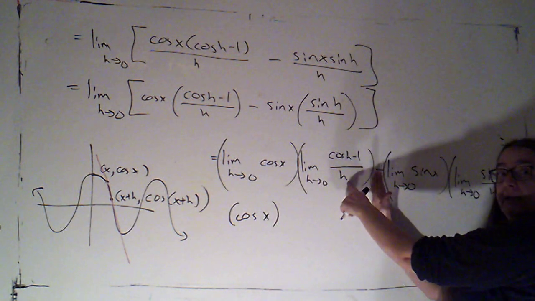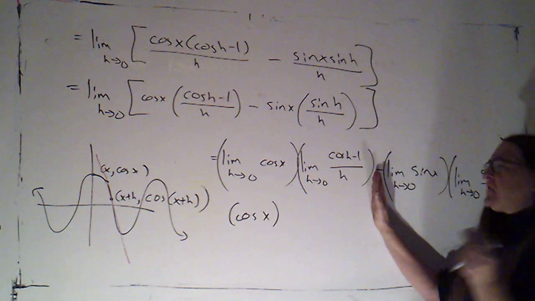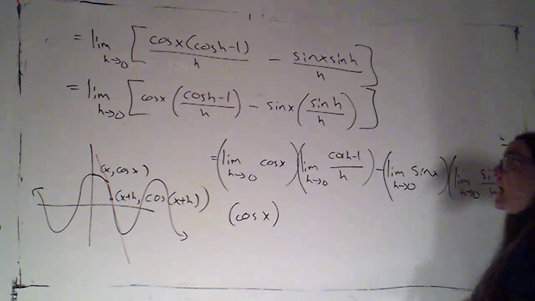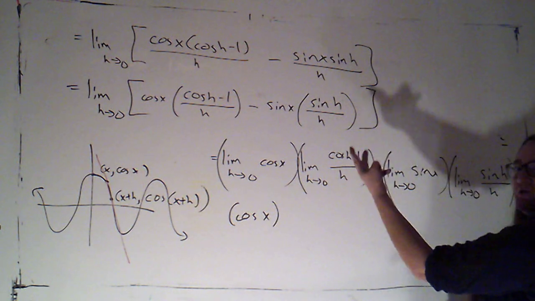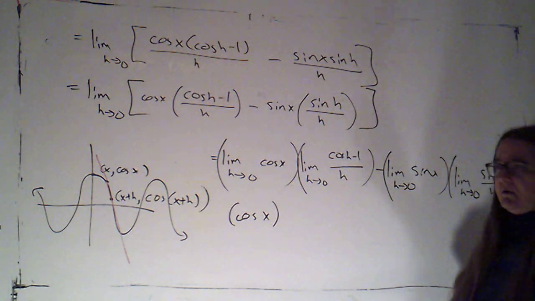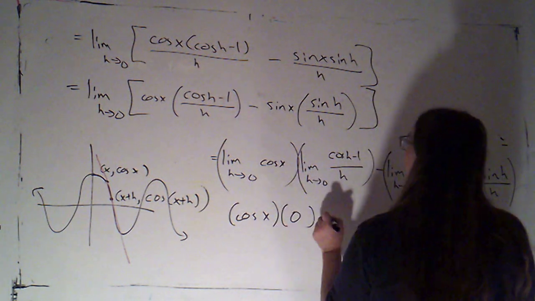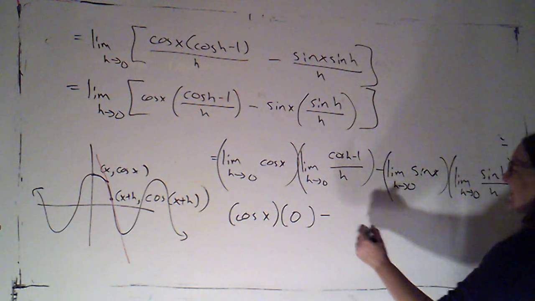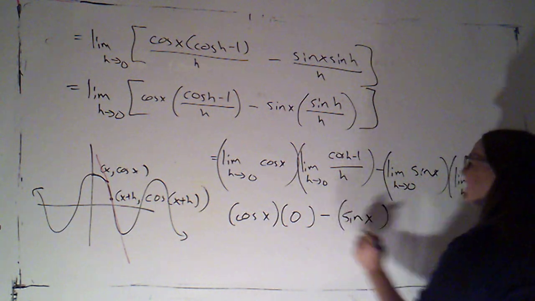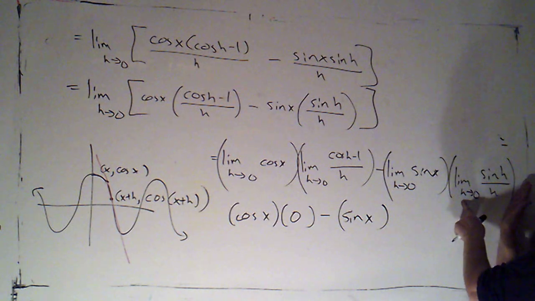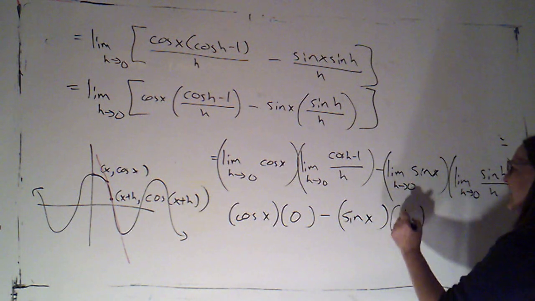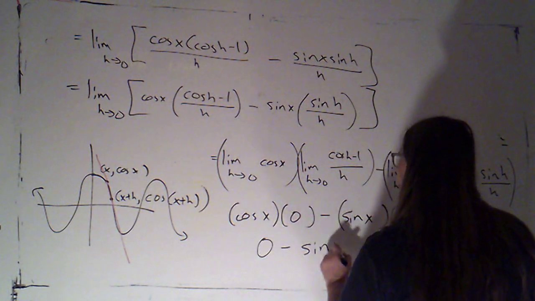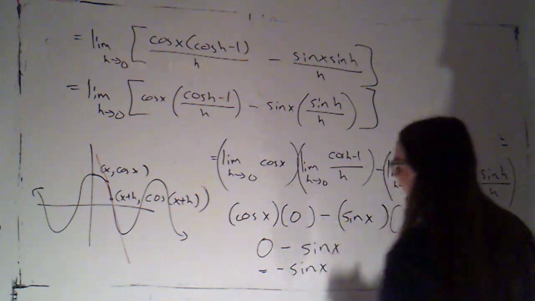times this limit, which is 0. Again, when we originally derived it, it was 1 minus cosine h over h, but when we worked out the derivative of sine, we saw that switching the order of the subtraction just gives me the opposite of 0, which is still 0. Minus sine x doesn't have any h's in it. That is constant with respect to h, so we just get sine x. And then the limit as h goes to 0 of sine h over h is 1. So this gives me 0 minus sine x. It gives me negative sine x.